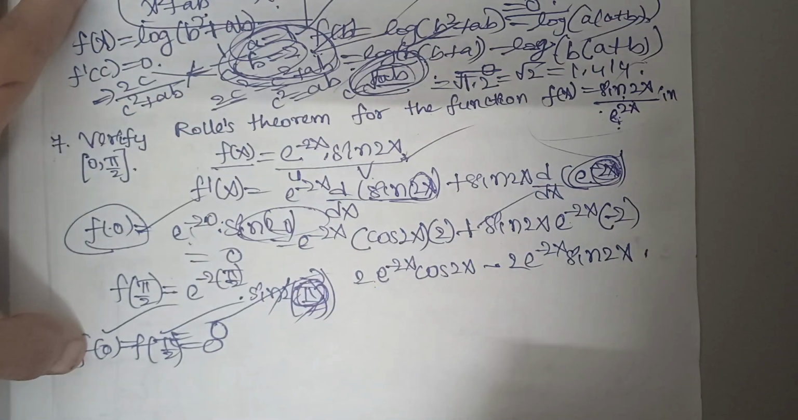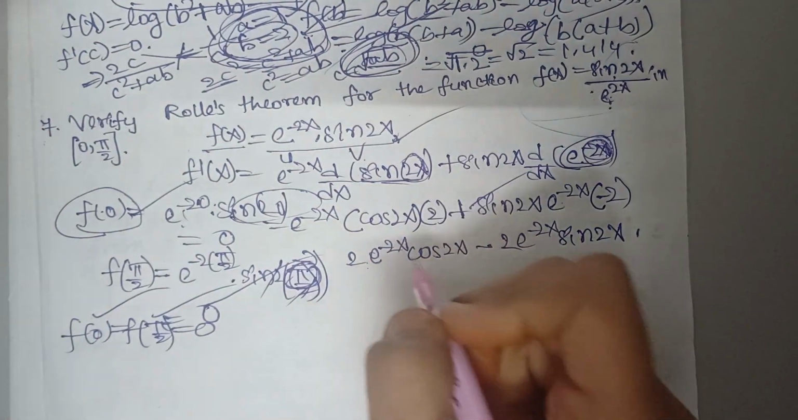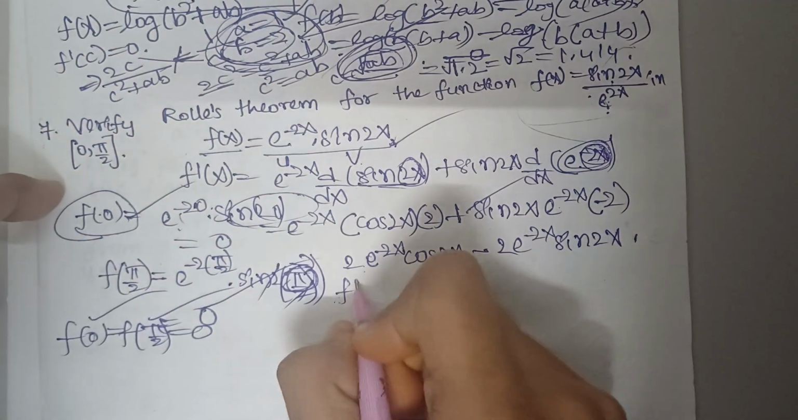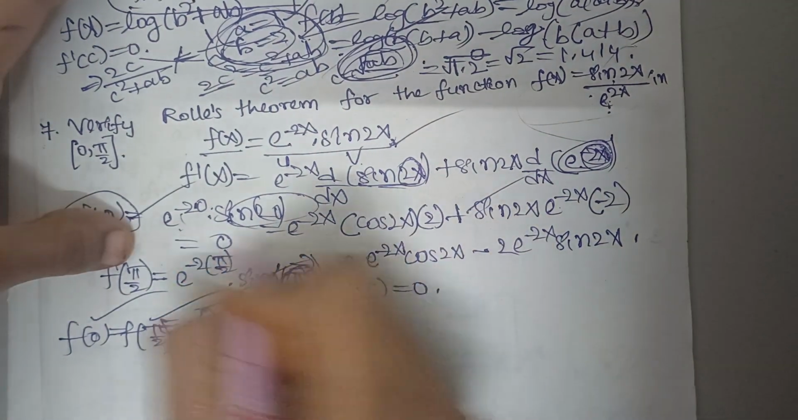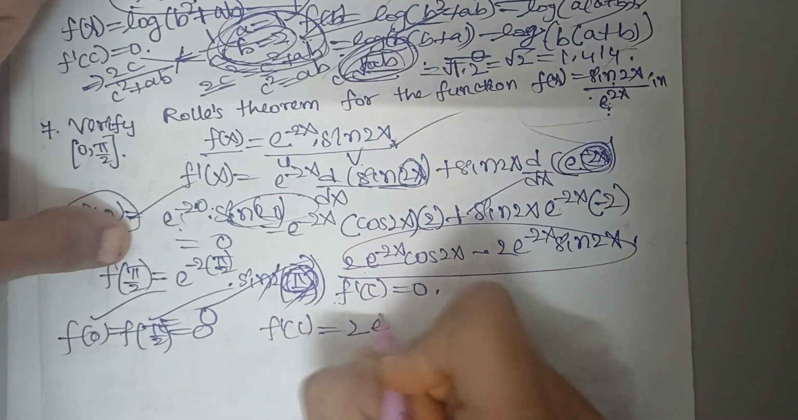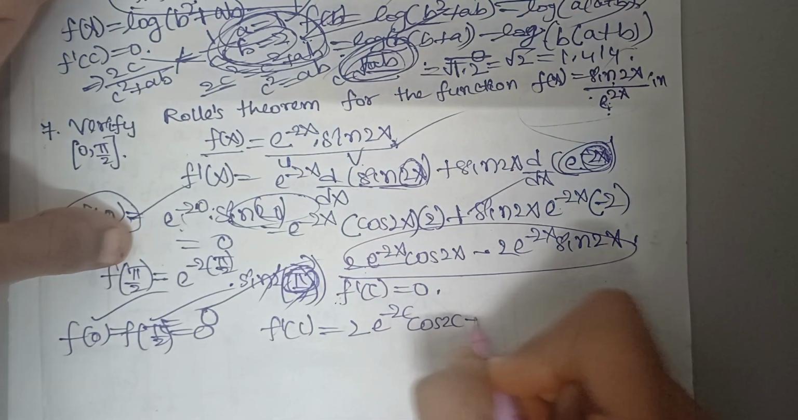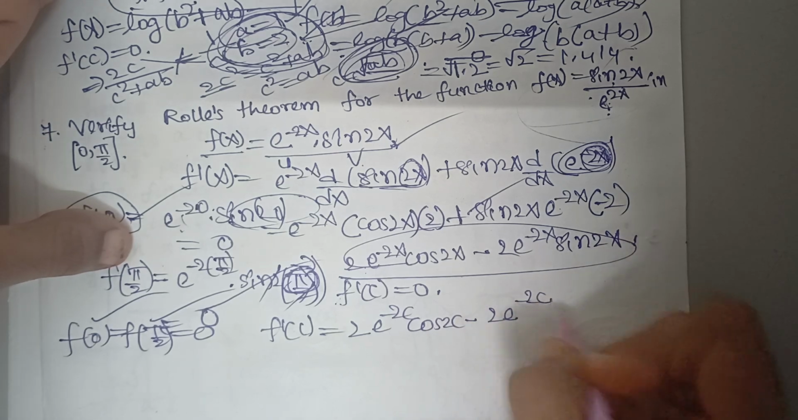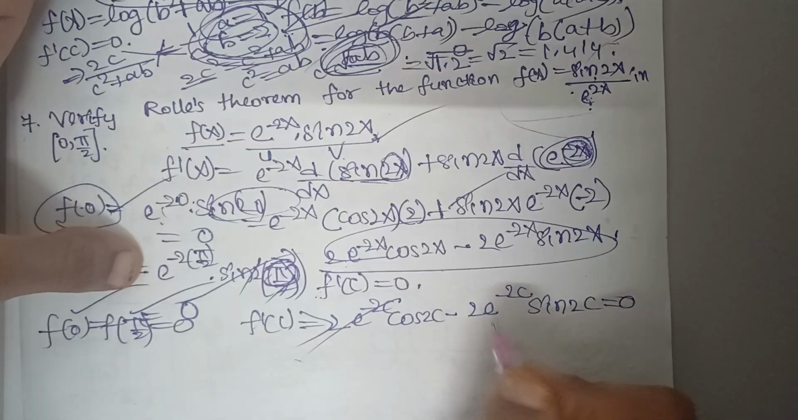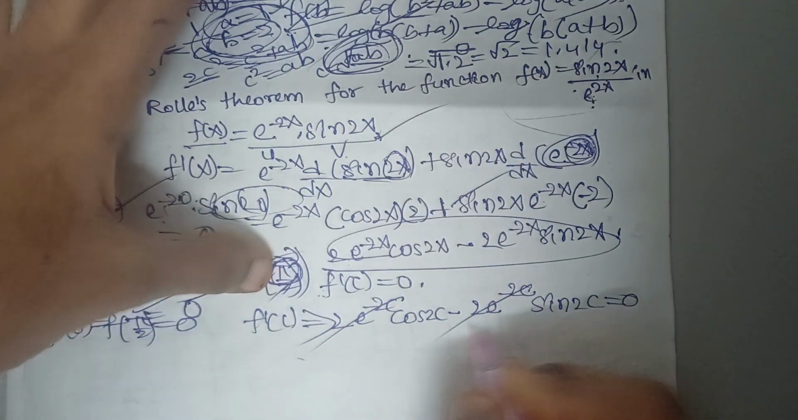Now you have to check whether you have a point c in this interval or not. For this, your f dash of c should be equal to 0. This is your f dash of x value, right? Now your f dash of c is nothing but 2 times e power minus 2c into cos 2c minus 2 times e power minus 2c into sin 2c, which should be equal to 0. Here both are common, right? So it can be cancelled.